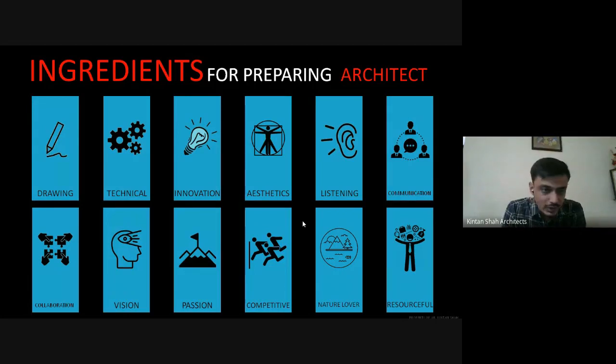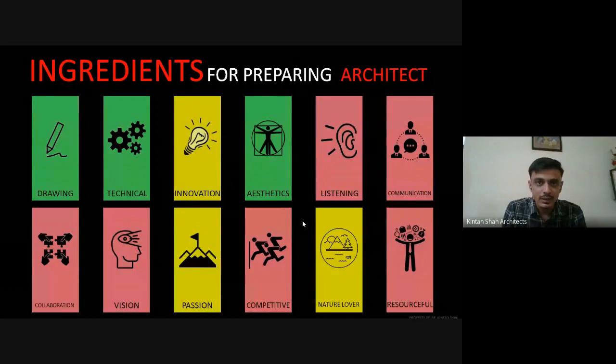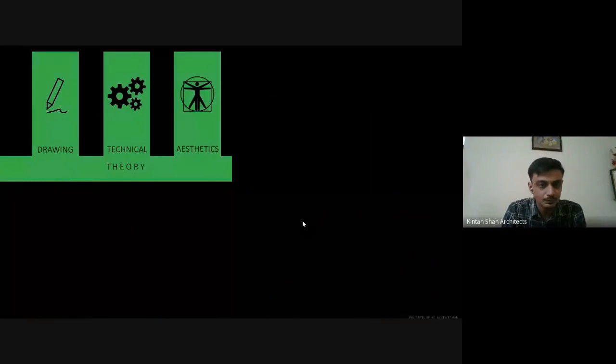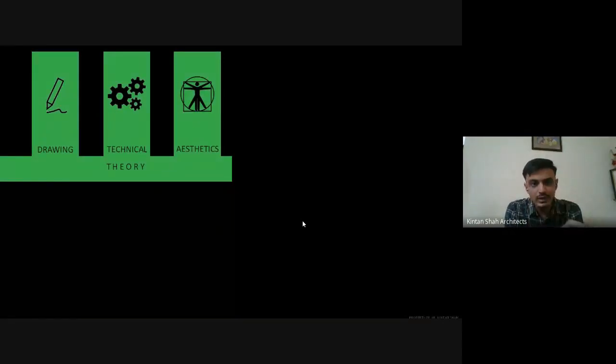Now, the next question that comes to mind is how to develop these skills. I could just broadly divide these into three different categories, and let's try to understand how those categories can be imbibed in us. First category includes drawing skills, technical abilities, and aesthetic sensibility. That can be achieved through theoretical studies and the subjects that you study at the undergraduate level. Those are, consciously or unconsciously, developing these abilities in you. So these are the things that come with theoretical understanding.